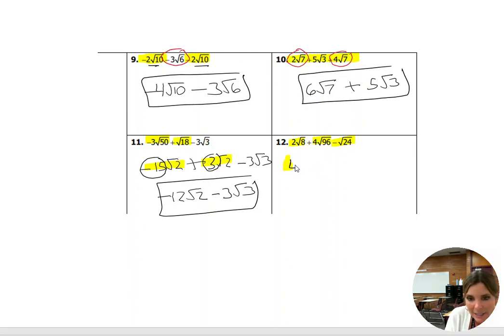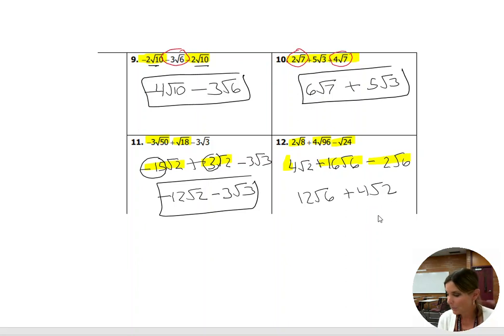But 2 root 8 simplifies to 4 root 2. And then 4 root 96, we're going to do 4 root 96, and it simplifies to 16 root 6. And then we have our negative root 24, and that simplifies to 2 root 6. So the ones that we're going to combine here are the 16 root 6 and the negative 2 root 6. That is going to give us 12 root 6, and then we have a positive 4 root 2. Okay, so those are your notes.